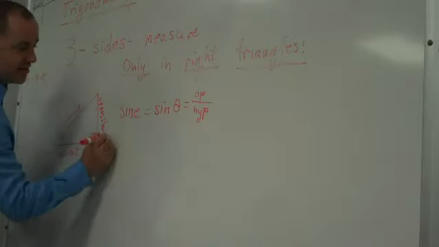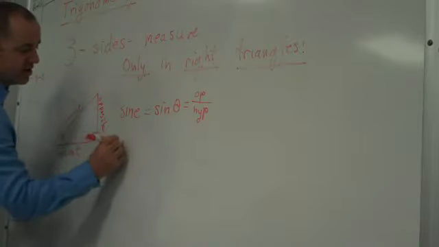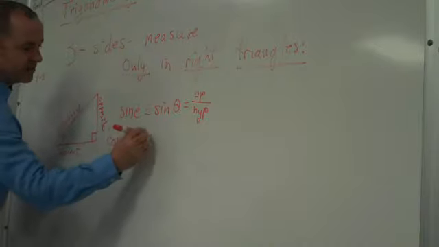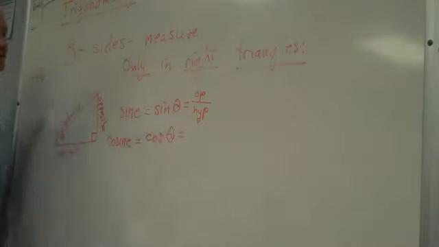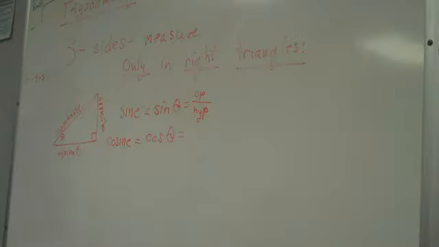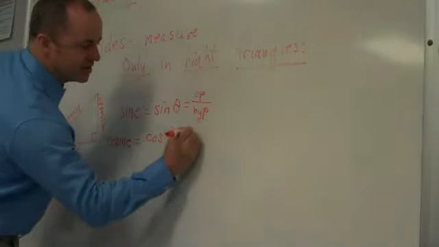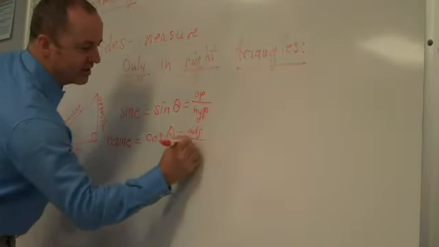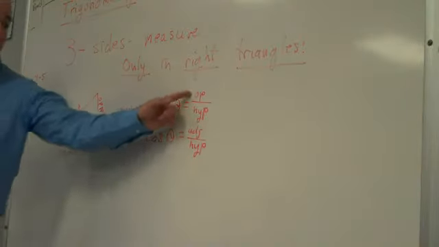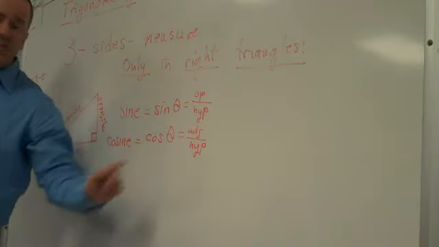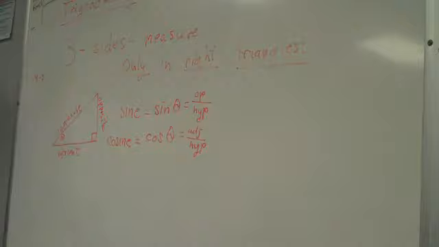There is another measure called the cosine, which is abbreviated COS. And the cosine of theta, does anyone remember what that is? Adjacent over hypotenuse. What's the most common mnemonic? SOHCAHTOA.